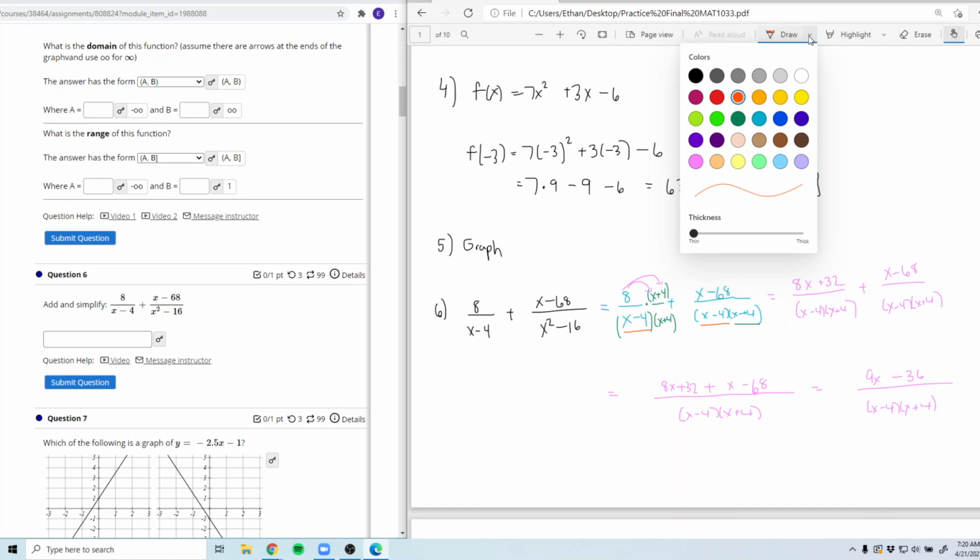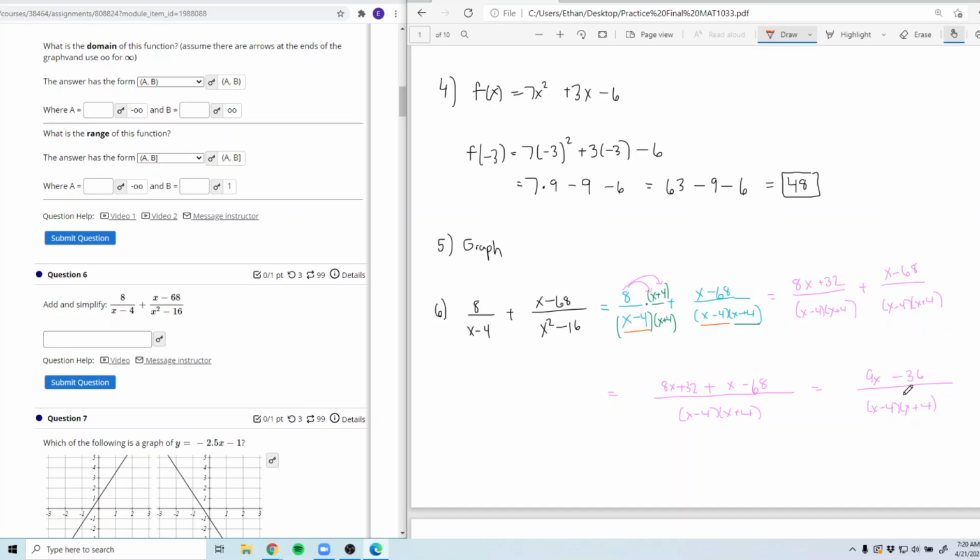And it's easy to think at this point we're done, but you have to do one more thing. Can you factor the numerator? Well, the 9 and the 36 have a 9 in common, so you can factor a 9 out. When you do that, the x is left, and when we take a 9 out of 36, divide 36 by 9, you're left with 4. So it's 9 times x minus 4, over our denominator that we still haven't touched yet, x minus 4 times x plus 4.